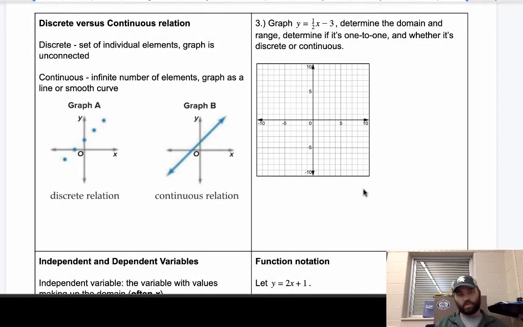Okay, let's finish up section 2.1 here. This should go faster than the first page, I hope. Talk about different kinds of relations. Let's talk about discrete versus continuous relations.